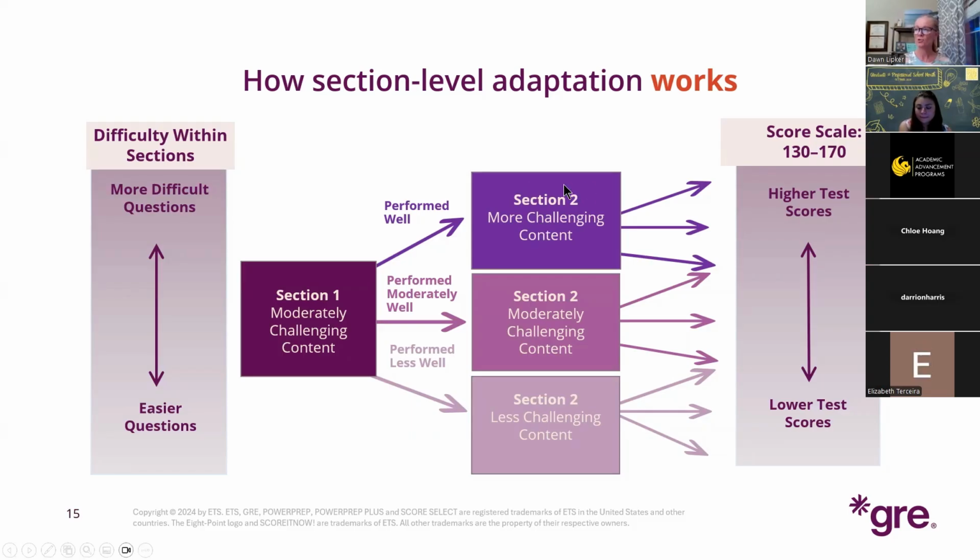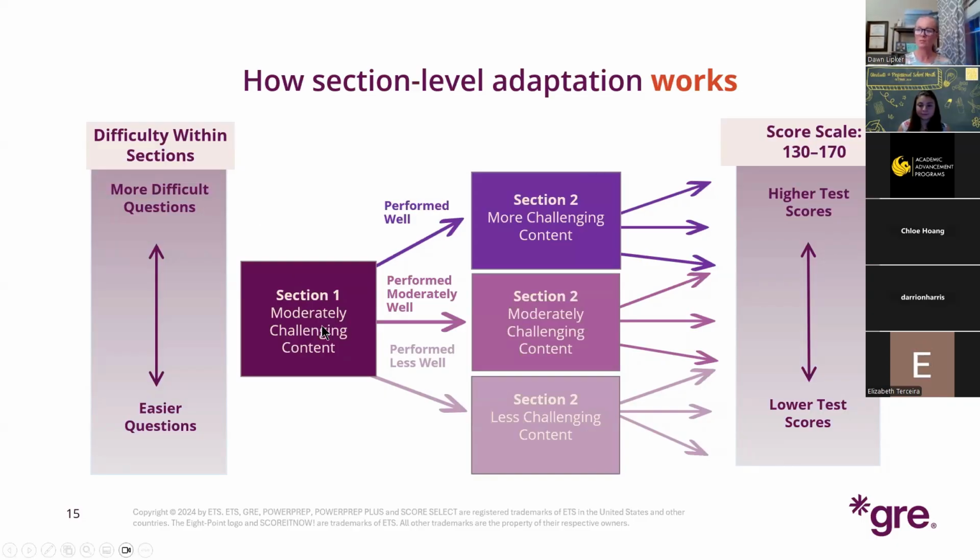So section two is going to be based upon how you perform in section one. And then in section two, when you get more challenging content, the questions that you get correct, based on both section one and section two, lead to the higher test scores. Moderately challenging content, you can see here, leads to the medium test scores, and less challenging content from section one into section two gives the lower test scores. The scoring scale for verbal and quantitative, two separate scores, is 130 to 170.